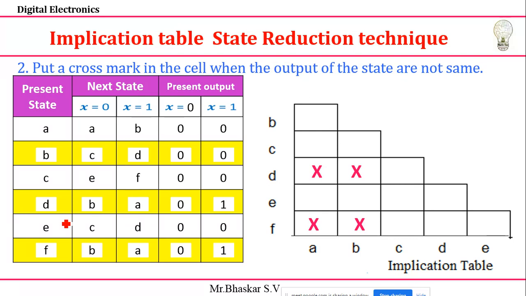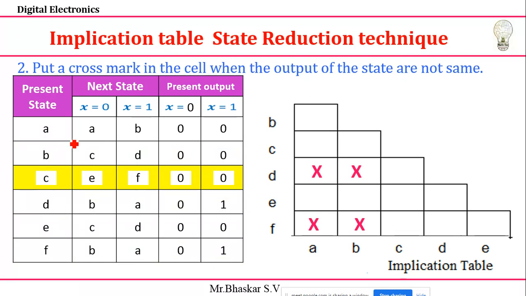Clear? Now go for C. See again D and F, because it is 0 0 only, right? So this you have a 0 0. Here D and F are 0 1, 0 1. Again I will get the values, then I'll make it cross marks.